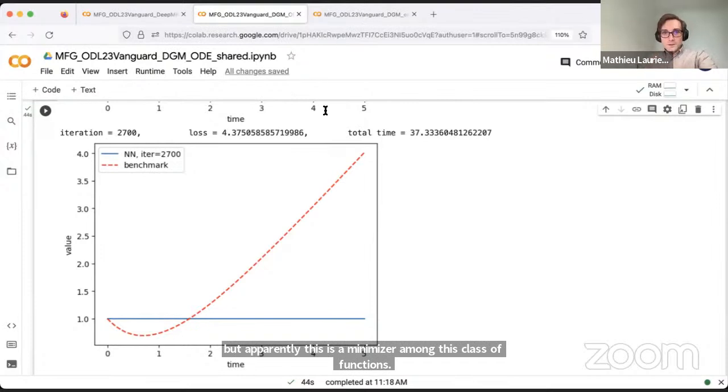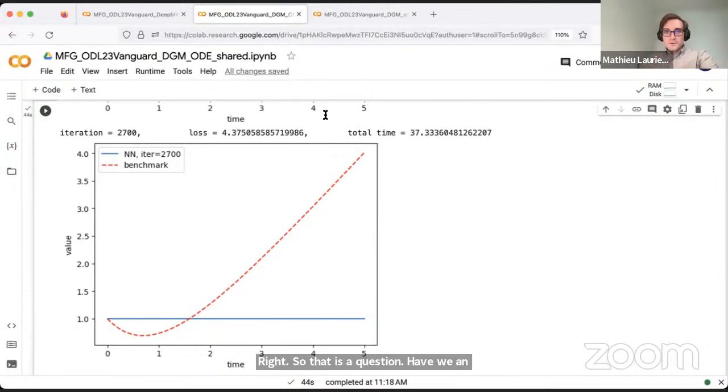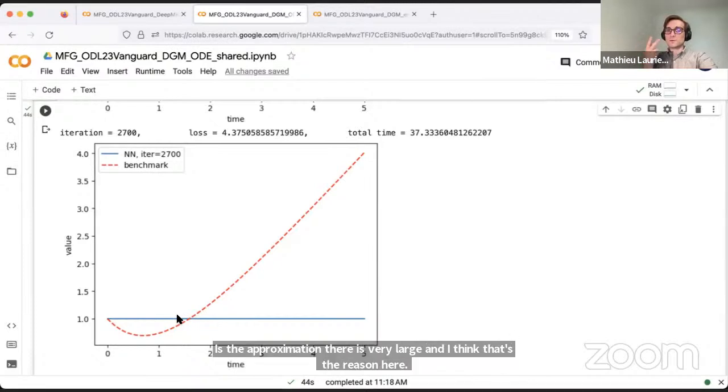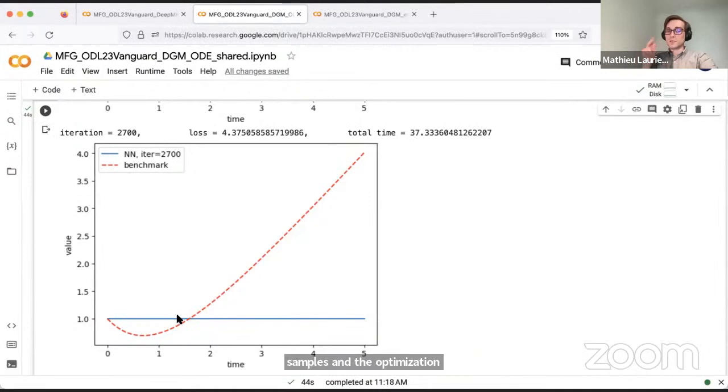I don't know why this is a minimizer, but apparently this is a minimizer among this class of functions, right? So there is a question, have we an estimation of the number of iterations to converge? So no, I don't have an estimation of the number of iterations. It's a very good question. So this is what I would call the optimization error. So if you remember yesterday at the beginning when we started on deep learning, there is the approximation error, which is the class of functions. So here you see that because of this sigmoid function, which is a bad choice, of course, on the last layer, the approximation error is very large, and I think that's the reason here. Then there is the estimation error related to the number of samples, and the optimization error related to the number of steps in the algorithm.